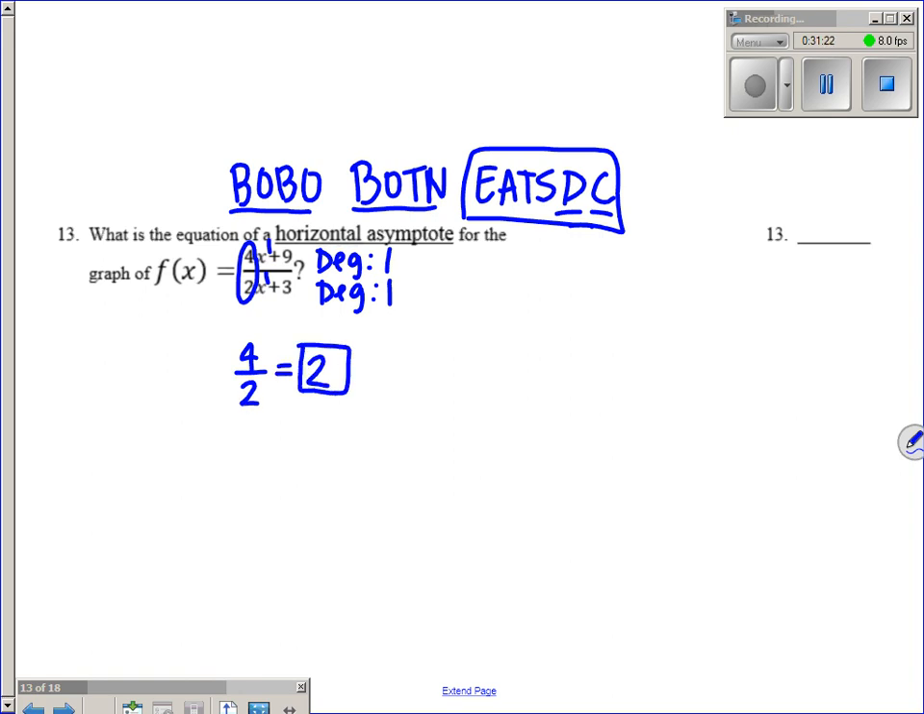Keep in mind this is going to be multiple choice, and it will have an x equals 2 and a y equals 2. You've got to know that horizontal asymptote is y equals 2. It is an equation of a line.